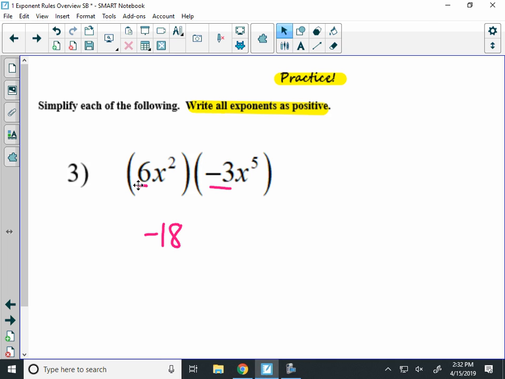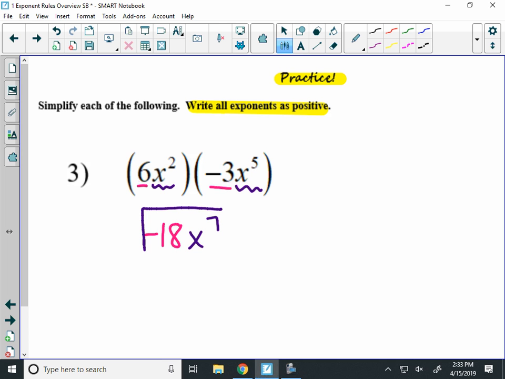Then I'm going to move to the x's. X squared times x to the fifth. Well, remember the rule here is that we're going to add those exponents together. And 2 plus 5 is 7. So your final answer is negative 18x to the 7th. You do not have to move the negative 18 because its exponent is positive. The number itself is allowed to be negative.